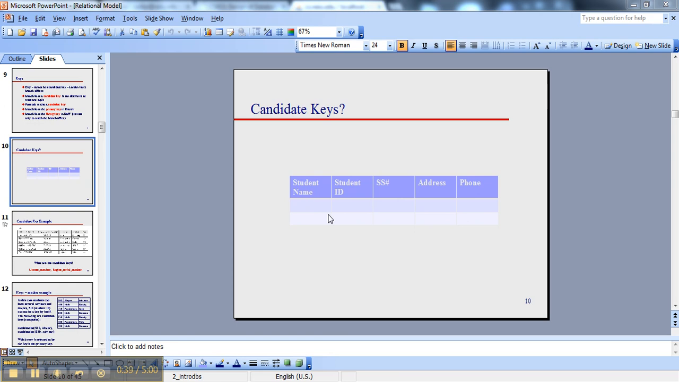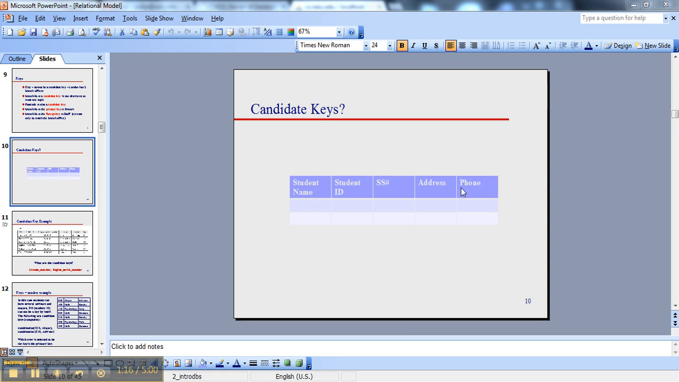Student name, well, can a student name be a candidate key? Let's think about it. Is it possible that a student name will always be unique? While one student might be Jane Smith, another student can be George Washington, another can be Bart Simpson. So maybe that could be a candidate key. But if you think about it, it's possible you can have two students named Jane Smith. So it's not a good candidate key because it is possible that there will be two rows in the database with Jane Smith because there could be two people with the same name. So student name would not be a good candidate key or primary key.